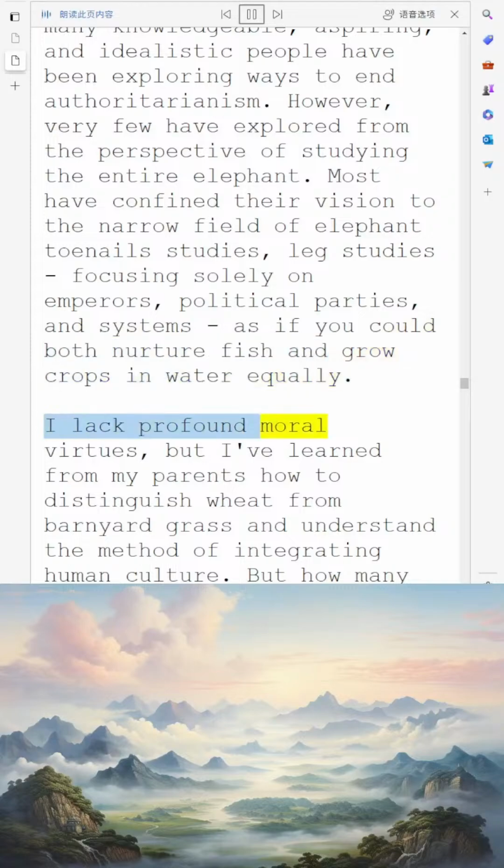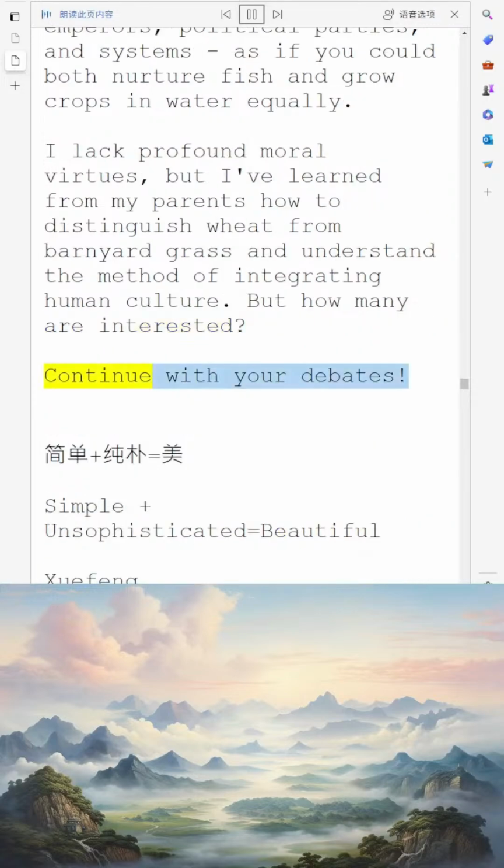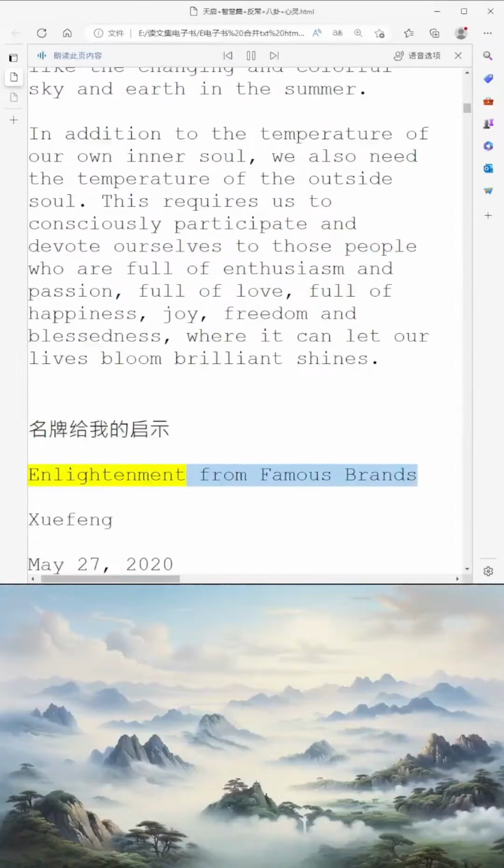I lack profound moral virtues, but I've learned from my parents how to distinguish wheat from barnyard grass and understand the method of integrating human culture. But how many are interested? Continue with your debates.